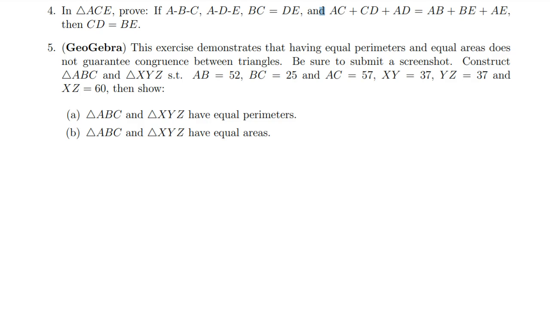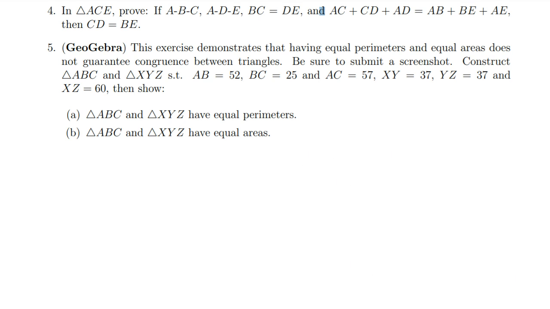All right, let's look at homework 3.1, problem number 5. For this exercise, we have to use GeoGebra to draw a couple of triangles with a specific size and find their perimeters and also their areas. All right, so let's do that.